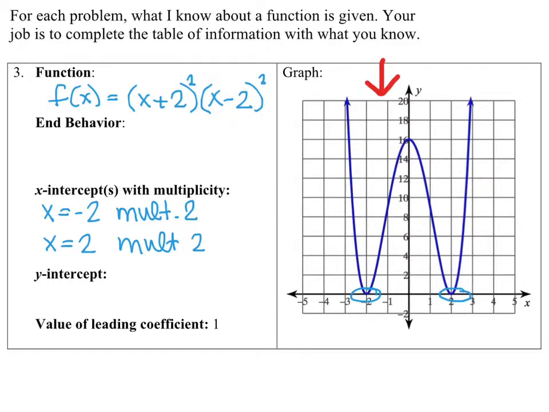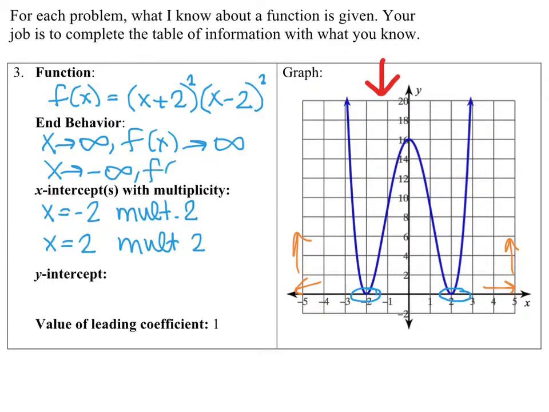My end behavior we can either get from the function, or if I just look at the graph, both ends are going up. So I'm going to say as x approaches positive infinity, f of x approaches positive infinity. As x approaches negative infinity, f of x approaches positive infinity. Sorry, I misspoke there. The y-intercept we can see from the graph is 16.